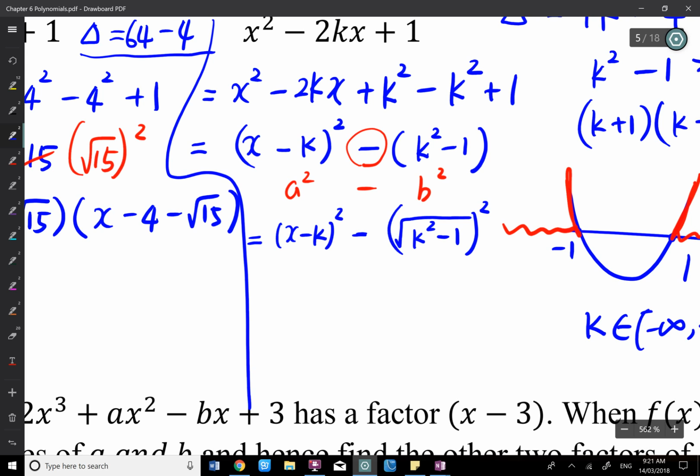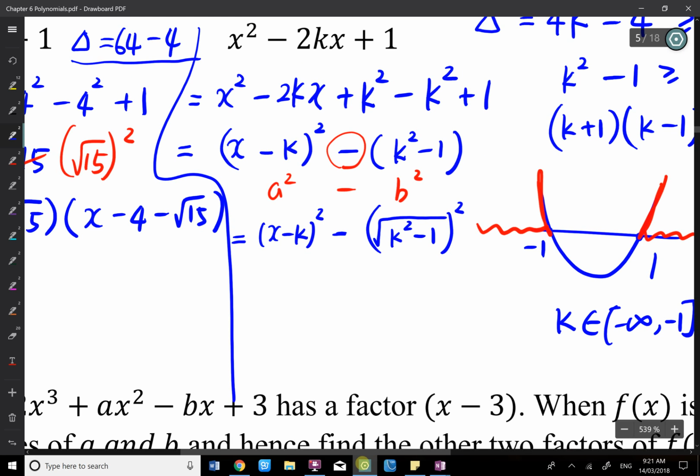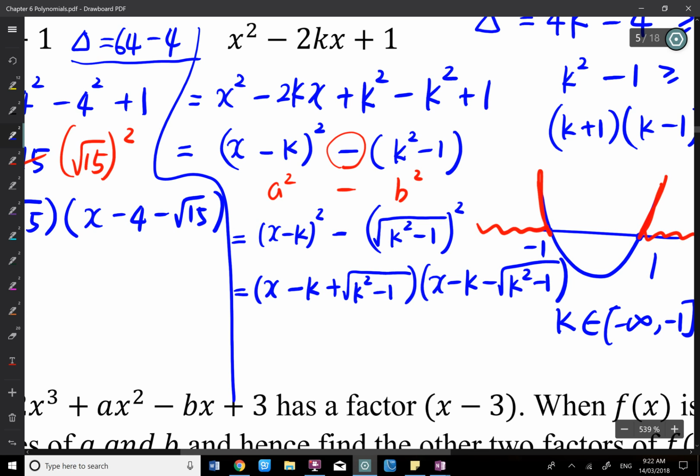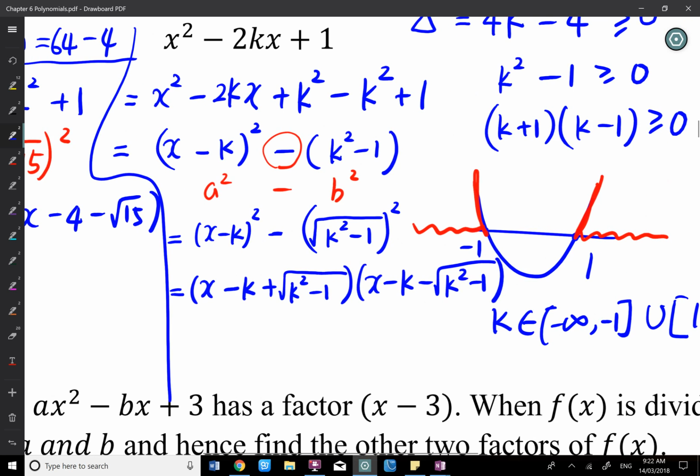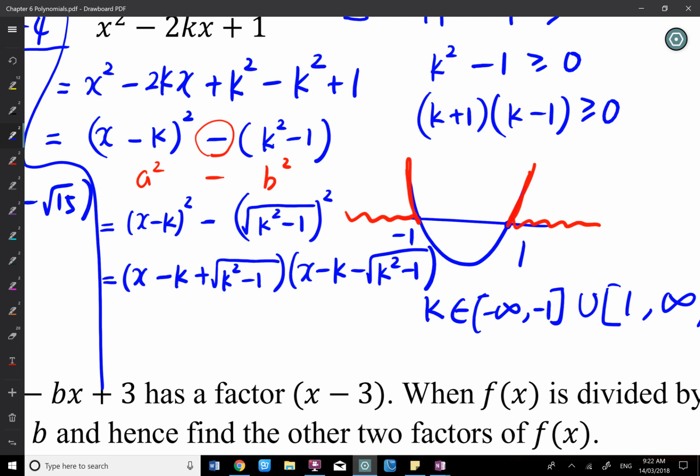In order to factorize, I want to use the a squared minus b squared form. Therefore, I have x minus k plus the square root of k squared minus 1, and x minus k minus the square root of k squared minus 1. But the thing I need is k squared minus 1 greater than or equal to 0. What can satisfy that is this domain. Otherwise, I can't factorize. If k is between negative 1 and 1, I can't factorize it.